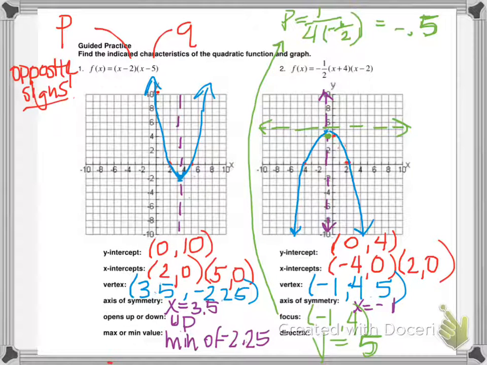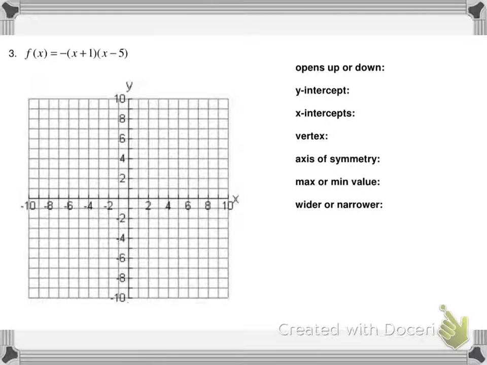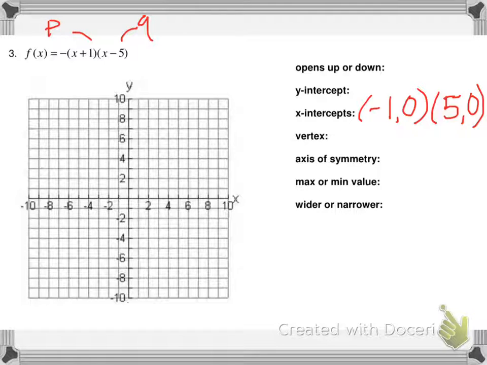All right. Moving on, last example. So my p and my q here are 1 and 5. And so my x-intercepts are -1 and +5 because they're opposite signs. Looking at my a, it's going to open down because my a value is negative. I put this in my calculator, and I find that my y-intercept is (0, 5). Next, I'm going to use my calculator and find that my vertex is at (2, 9).